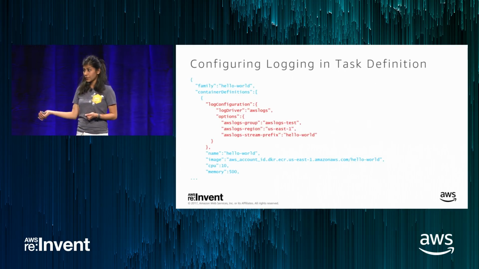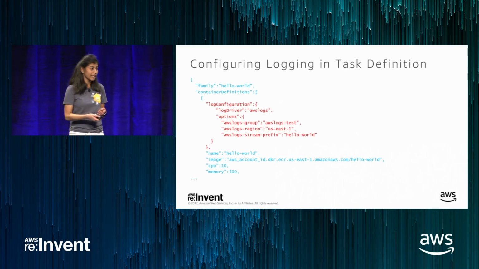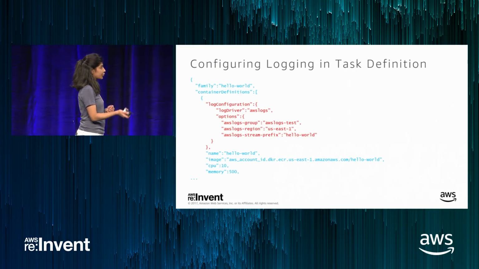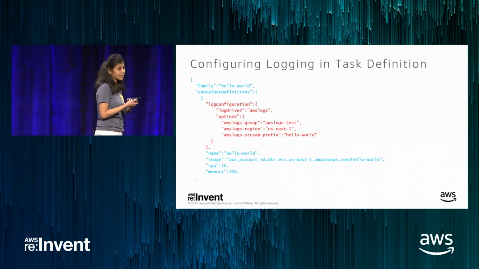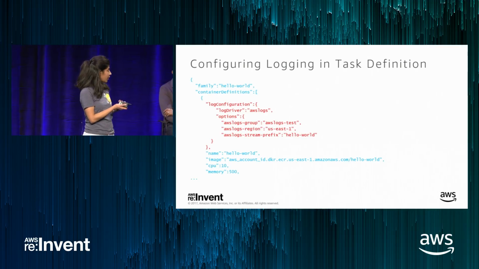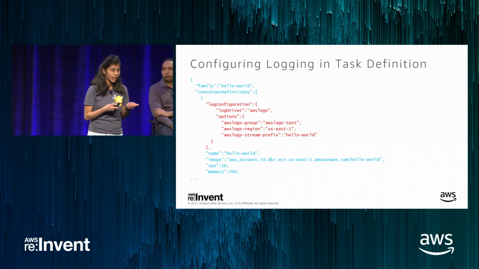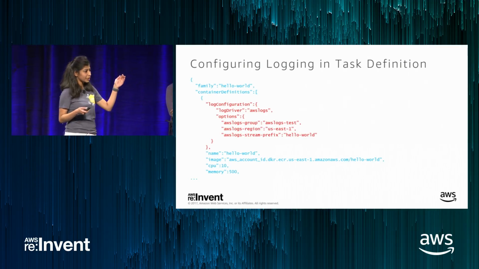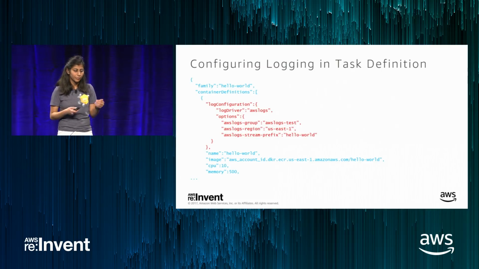So this is how you would specify that. In a task definition, again, you go back, you edit the task definition to include a log configuration, and then you set the log driver as awslogs, and you can take the options as the log group, the region that you want it to be published to, and a stream prefix.